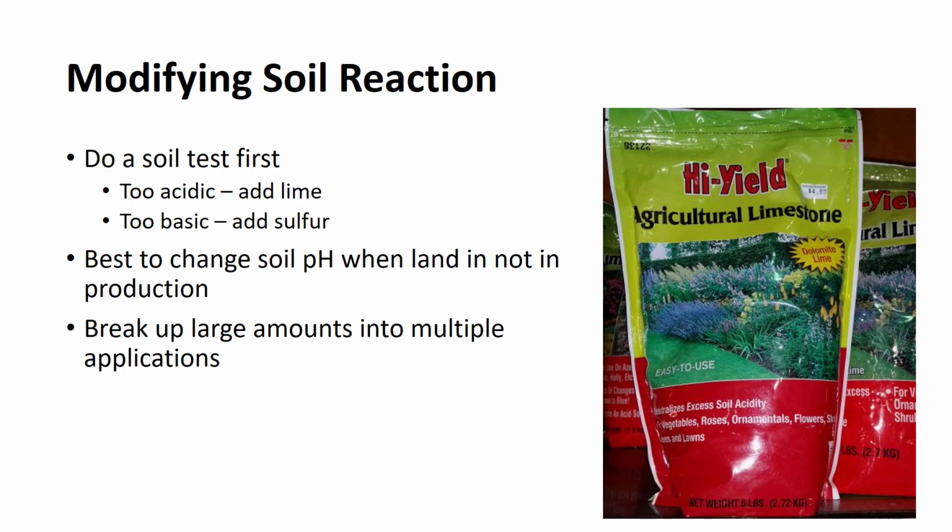Best recommendations for the amount of limestone or sulfur to apply are based on soil tests performed by persons trained in the analysis of soils. Affecting a pH change of nursery soils is best done when the land is not in crop production and well in advance of planting the nursery crop.